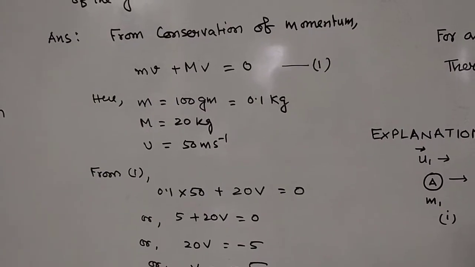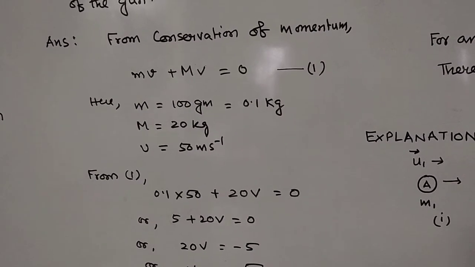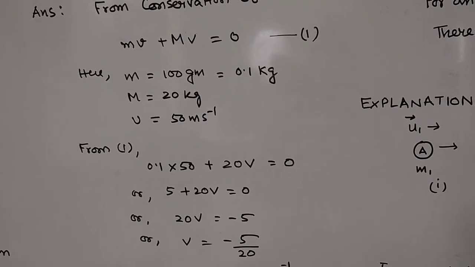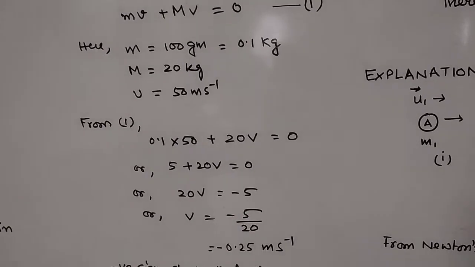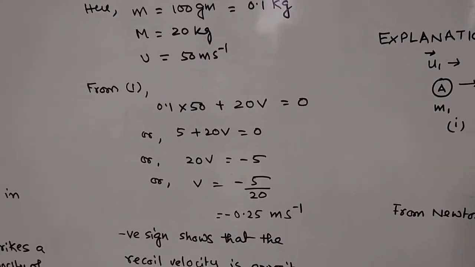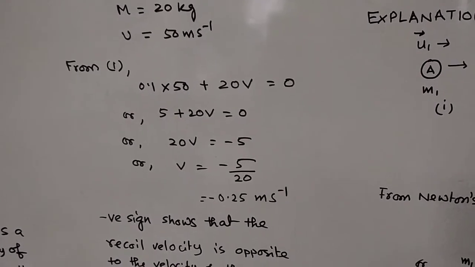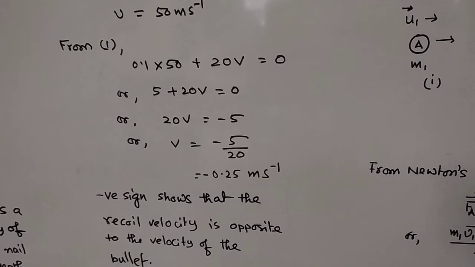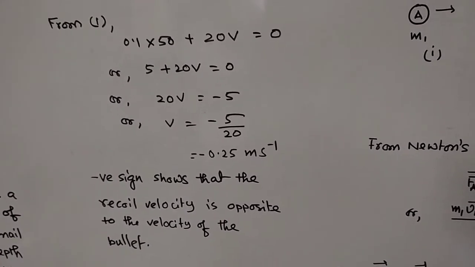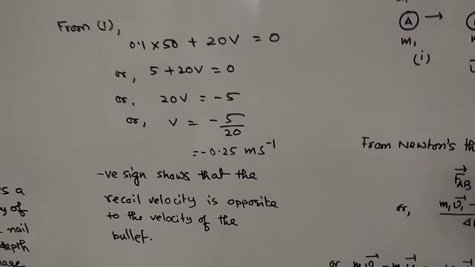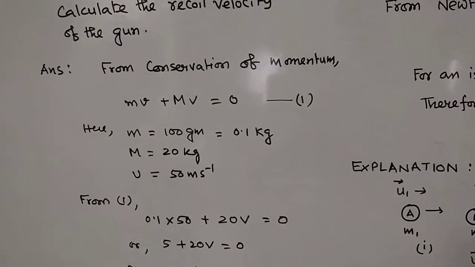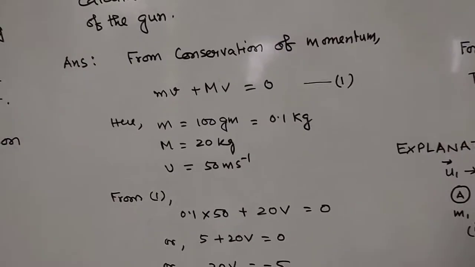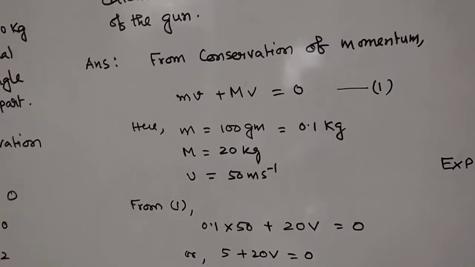So if we substitute here 0.1 into 50 plus 20 V, and simplify, it comes out to be 5 plus 20 V equal to 0, so 20 V equal to minus 5, so V is minus 5 by 20. If you multiply numerator and denominator by 5, you will get minus 0.25 meter per second. So the negative sign shows that the recoil velocity is opposite to the velocity of the bullet. I think you have understood what you have to keep in mind. Before firing the system is at rest, it means the total momentum is 0, and after firing the momentum changes.